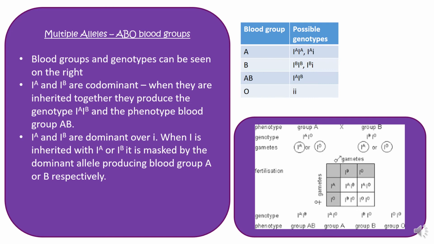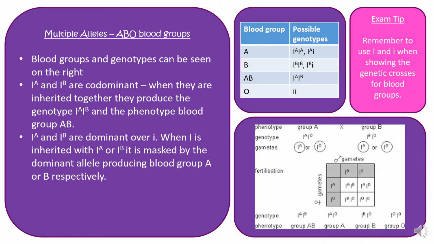And then here you can see that if a type A parent and a type B parent are crossed, you would get a 25% chance of AB blood type, 25% of A blood type, 25% chance of B, and 25% chance of O type blood. The biggest thing to remember here is that you have to use the I's because you don't get all of the marks if you don't use the I's for blood groups. Oh, look, I wrote that there.